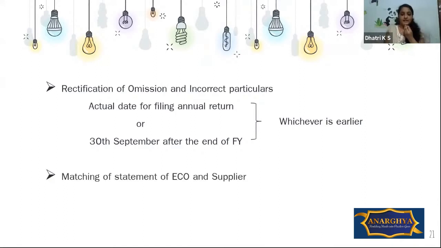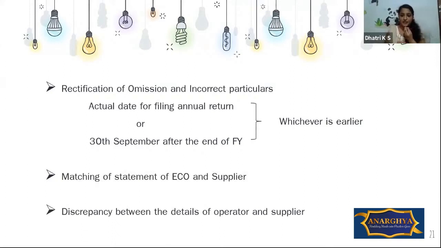Next is matching of the statement of the electronic commerce operator and the supplier. One of the main reasons for bringing this section into the picture was to keep track of transactions that happen electronically. To do that, it is obvious that we have to compare the returns filed by the electronic commerce operator, that is GSTR 8, and the monthly statements of the seller. These two statements will be compared, and if any discrepancy is found, then such discrepancy will be communicated to both the parties, and they have to rectify it.